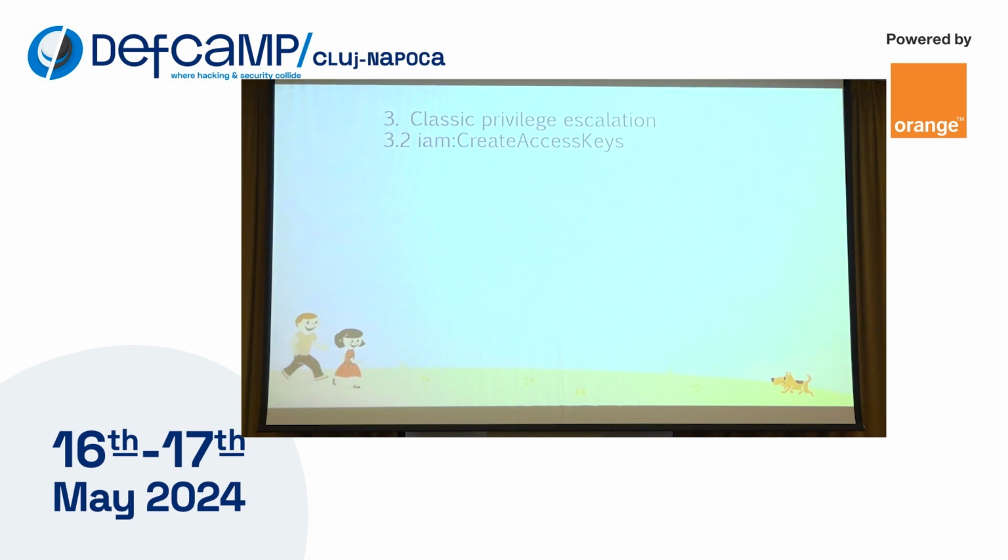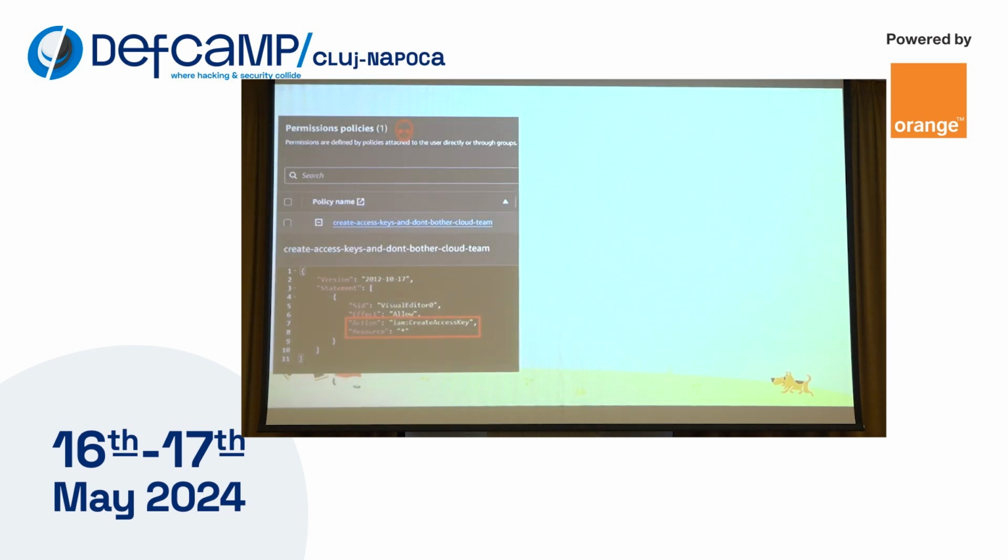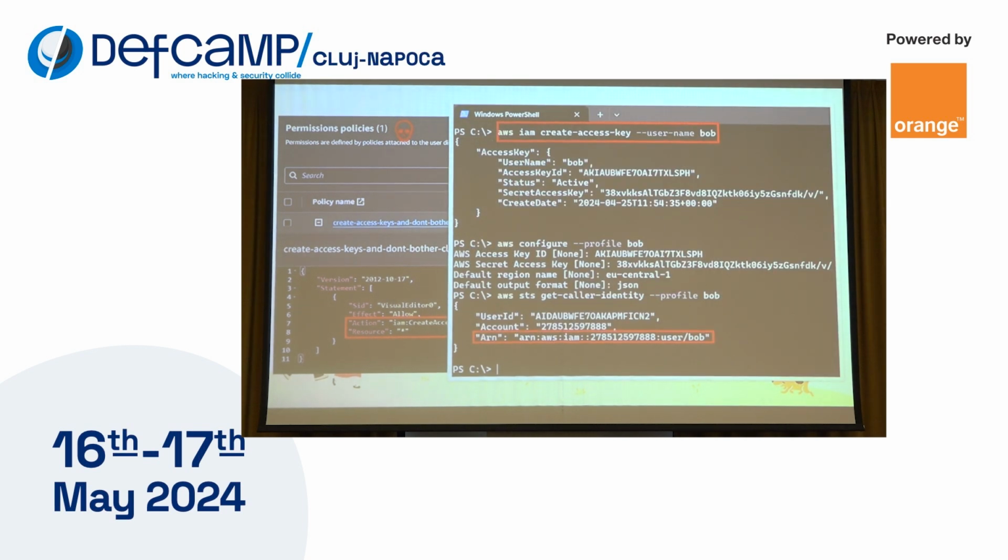Let's see another example. So we have create access keys, which will create access keys for another user. And this is Bob. We didn't compromise Bob yet, but he is an administrator, and we want to compromise him. We have this permission to create access keys, and we will do that. So we will create a set of access keys for Bob. And once we configure the access keys, we will then have basically the identity of Bob. So here we create the access keys. Here we configure its credentials. And then with get caller identity and profile Bob, we will be the user Bob.